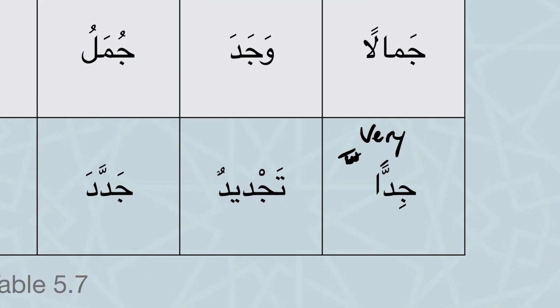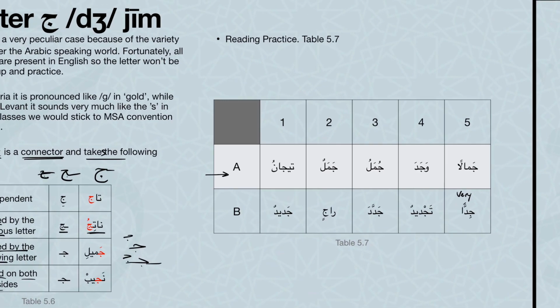Yes, this is how you're actually supposed to write jiddan. The tanween can also come on the shadda. Jiddan. I hope that clears the confusion, Luna. It's a limitation of the font I'm using or the Mac system. It's just when you put shadda with tanween, it messes it up.